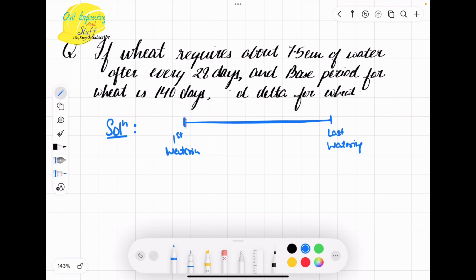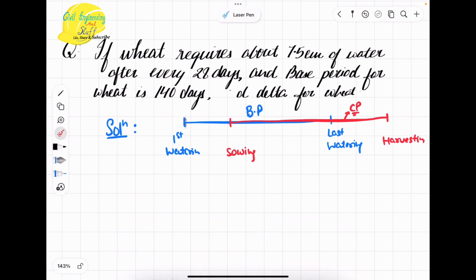Okay, the time period between the first watering and the last watering is what we call the base period, and the time period between the sowing to the harvesting is what we call the crop period. So if you see in this question, we have been told that the base period is 140 days.